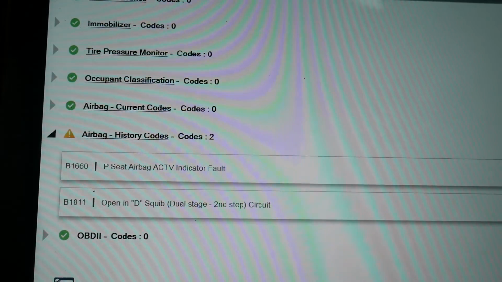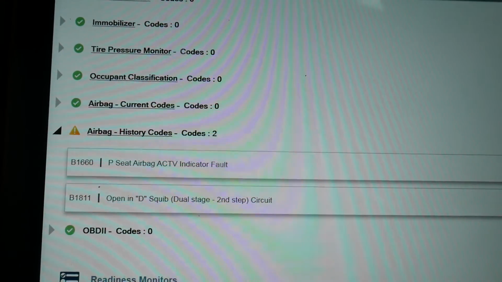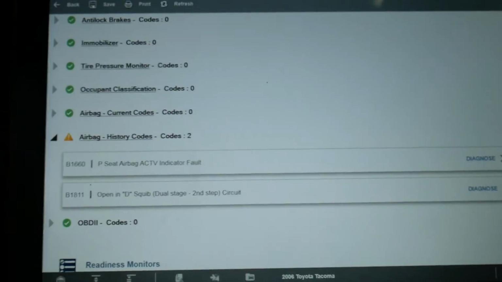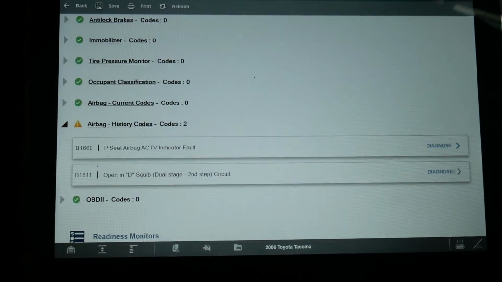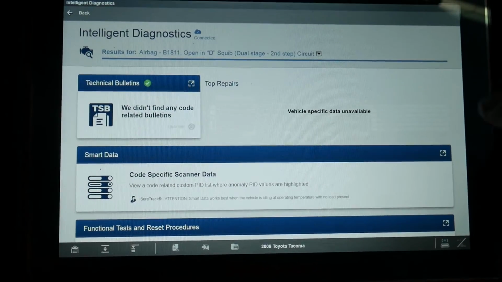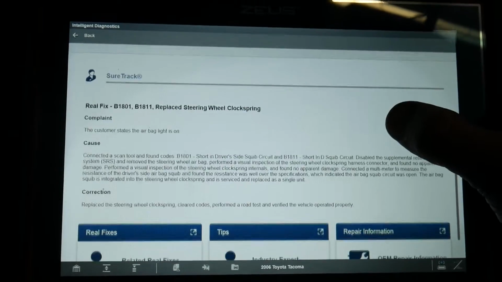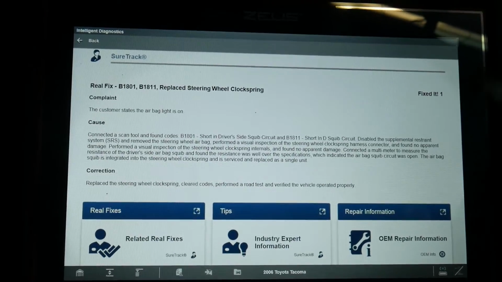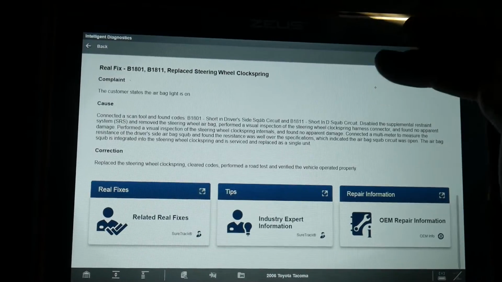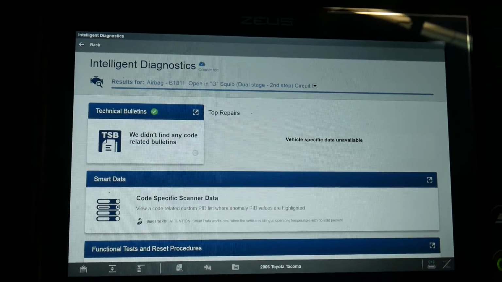PC, airbag, ACTV indicator fault, and open in D squib dual stage circuit. So I don't know if D squib means driver squib. See if this will give me any more information. No bulletins. This says driver side squib circuit. So it is in the driver's side.